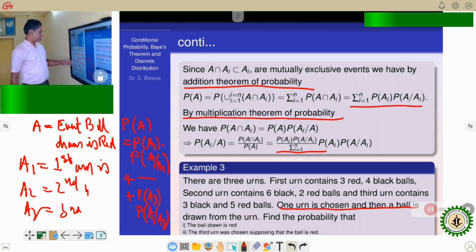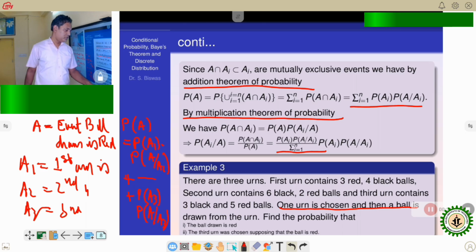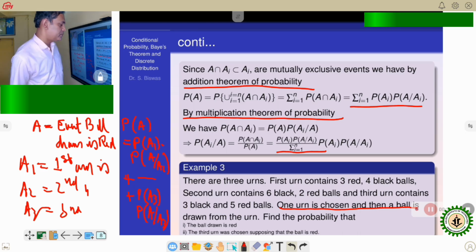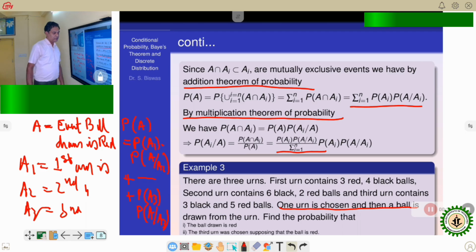Now the probability of A1, that is the first urn chosen, will be 1 by 3. Then for the second, P(A2) will also be 1 by 3, and P(A3) will also be 1 by 3. And what is the probability of A given A1? A is the event ball drawn is red. Now we will have to count how many red balls in the first urn: 3 red balls, in total 7 balls. So it will be 3 by 7. Similarly, the second contains 6 black and 2 red, so it will be 2 by 8. And the third one contains 5 red and 3 black, so it is 5 by 8. Multiply them and then you will get the result.